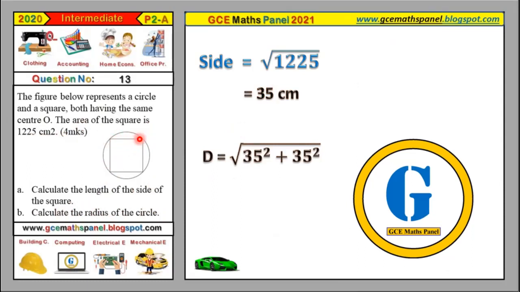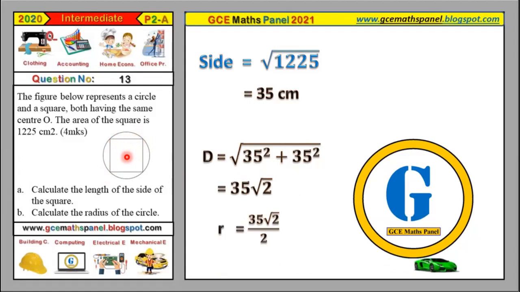And since this side is equal to this side, which is 35, we can get this diameter. This diameter is the same as the hypotenuse when you divide this square into two equal parts. So we can look at the diameter here. When we get the diameter, we divide by 2, we'll have the radius of this circle. So this gives us 35 root 2, and the radius will be 35 root 2 divided by 2, which is that. You can simplify with the calculator further.